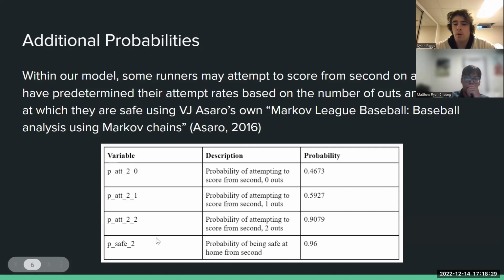Some more probabilities that we also had to add were for when there's a runner on second and there's a single. We wanted to determine whether or not this runner would score or attempt to score. We used Vijay Asaro's paper, Major League Baseball Analysis Using Markov Chains, to get these probabilities. And you can see as the number of outs goes up, the probability that the runner attempts to score from second on a single increases. And the probability of being safe from second at home is always the same at 96%.